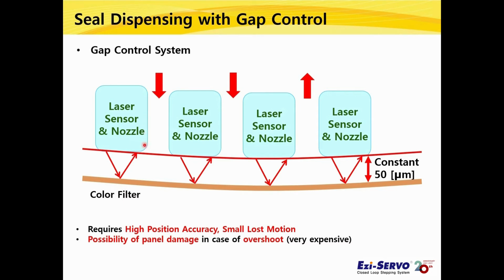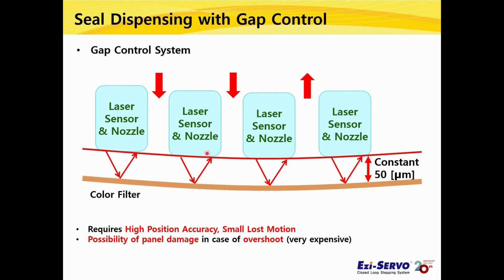If this spacing is not constant, such as 50 microns, if the distance is far apart, the glue will be less applied, or it will be more applied if applied closer. This means that the distance between the nozzle and the panel must always be constant in order to apply this glue evenly.